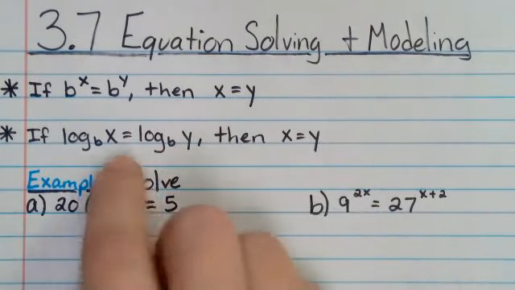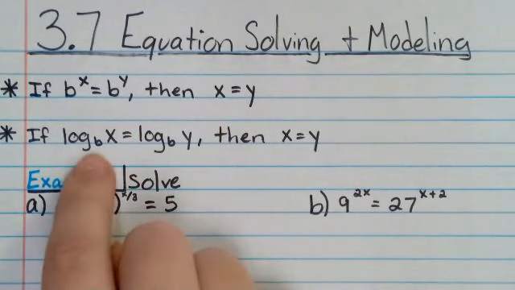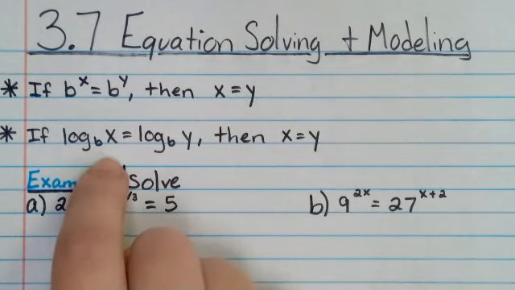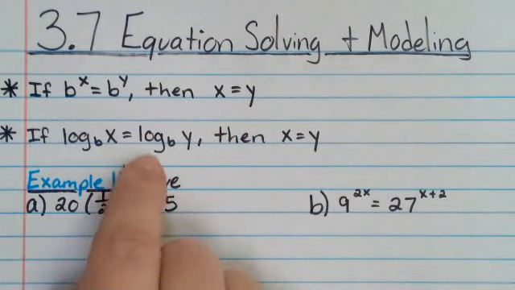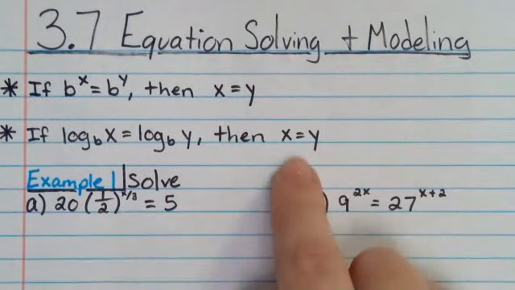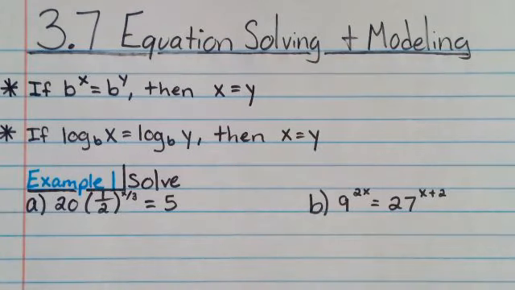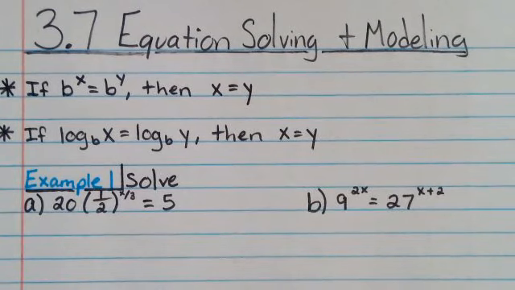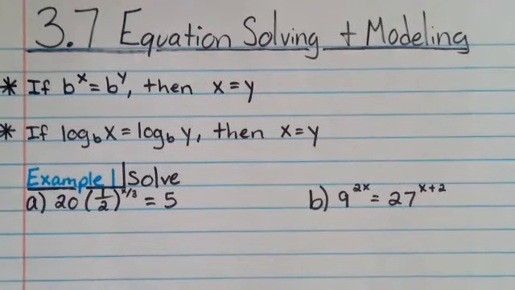And you get a similar idea when you use logarithms. If they have the same base like this, log base b of x equals log base b of y, you're able to get rid of the log part and just say that x and y are equal. So it's just a really nice way to simplify problems when that is applicable. Okay, so let's get into these two examples.